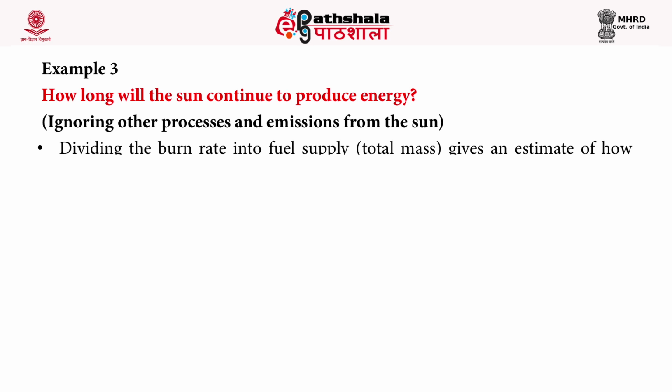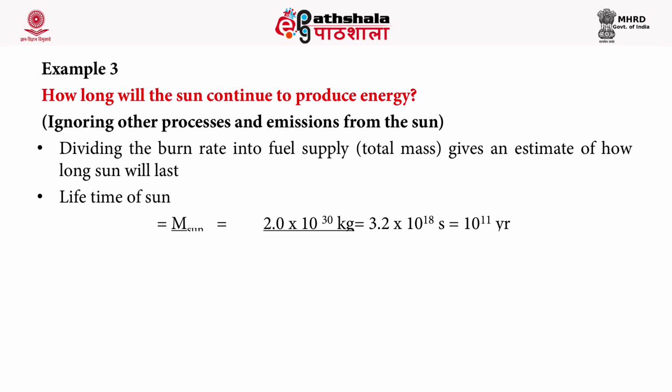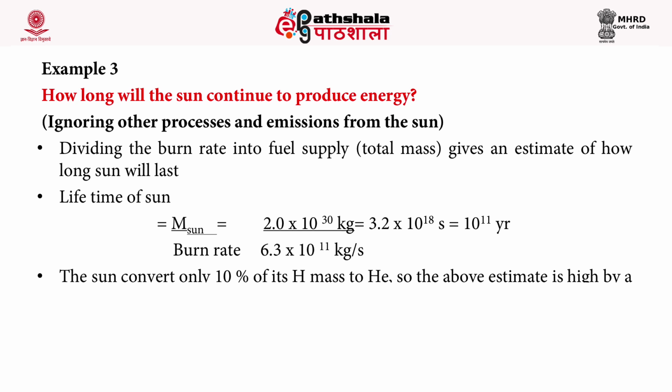Let's calculate how long the sun will continue to produce this energy. For this, assume that the other processes and emissions from the sun are ignored. So the lifetime of the sun is equal to the mass of the sun divided by the burn rate. The mass of the sun is 2 into 10 to the power 30 kilogram, and the burn rate we have already calculated as 6.3 into 10 to the power 11 kilogram per second, and we will get around 10 to the power 11 years.